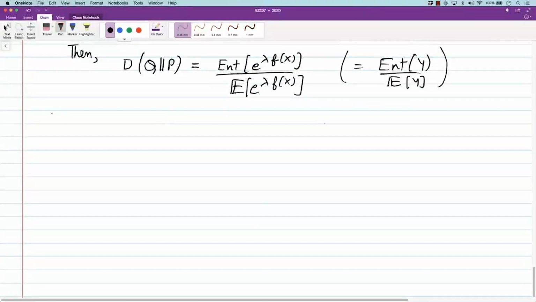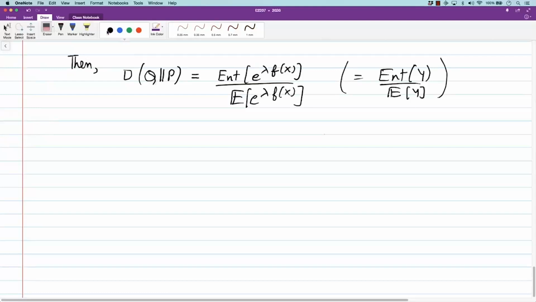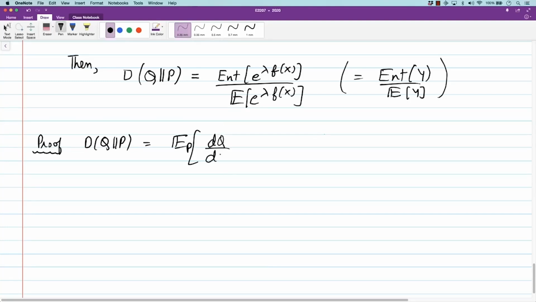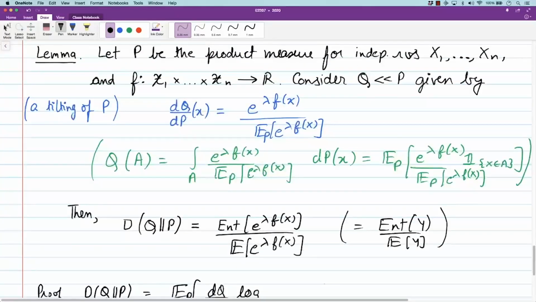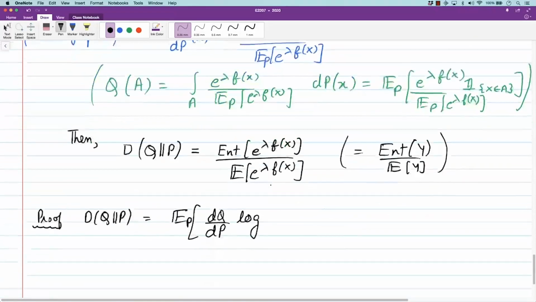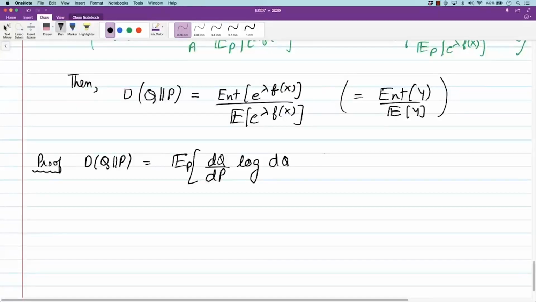Okay, so what's the proof here? Proof: dQ/dP is the expected value under p of e to the power, this is just a definition, dQ by dP. Since we've directly defined the density, you can verify that Q is absolutely continuous with respect to P. If P of some set is 0, then the integration is over a set of measure 0, so this must be 0. Okay, so then therefore it makes sense.